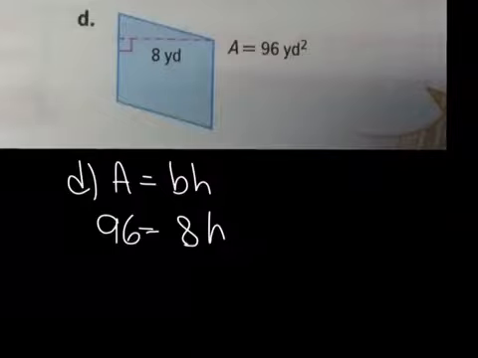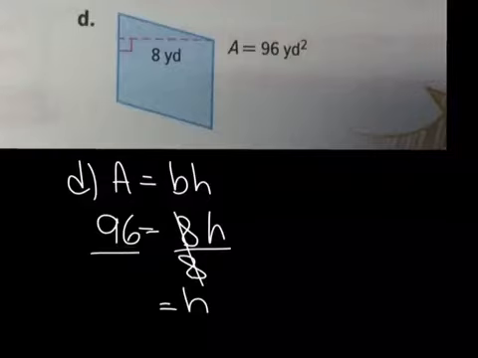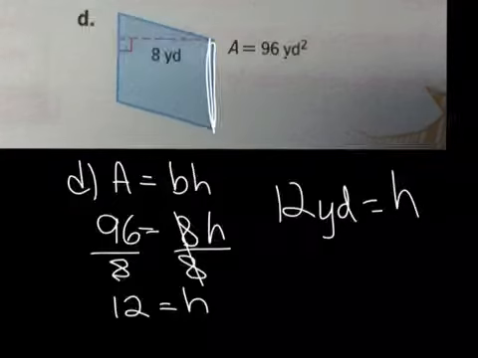Now let's isolate the variable. Remember, this is the equation of the line, so in order to isolate it, we have to divide it by 8. So this 8 is gone, and I'm just left with h. And I divide the 96 divided by 8, and it's 12. And don't forget that this 12 is not yards squared. It's just 12 yards. It's only one dimension. It's just this dimension right there. Okay, so our height is 12 yards.